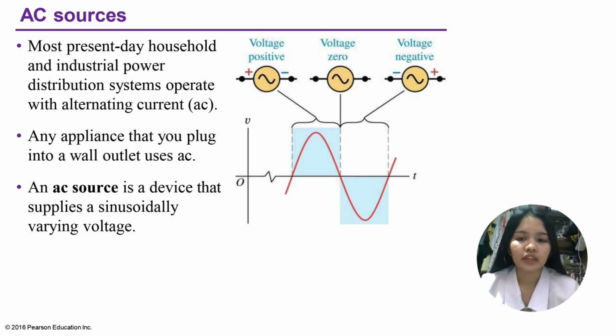Most present-day household and industrial power distribution systems operate with alternating current, where the primary reason for this is the ease with which AC voltage can be stepped up or down using transformers, enabling efficient long-distance power transmission. Any appliance that you plug into a wall outlet uses AC. An AC source is a device that supplies a sinusoidally varying voltage. This sinusoidal nature is key to understanding the behavior of AC circuits.